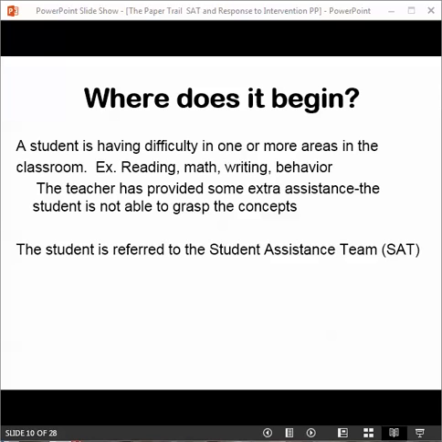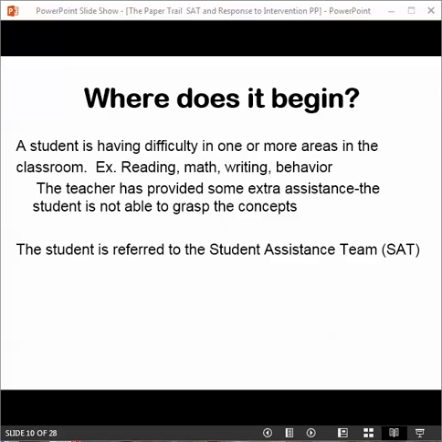The student assistance team, and the name can be different depending on what school district or county you're in, is a team that works through a problem-solving process to help the student. So, a student's having difficulty in one or more areas in the classroom: reading, math, writing, behavior. The teacher's provided some extra assistance, and the student's not able to grasp the concepts. So the teacher takes the case to the student assistance team to discuss the issue. That's kind of where the process starts.